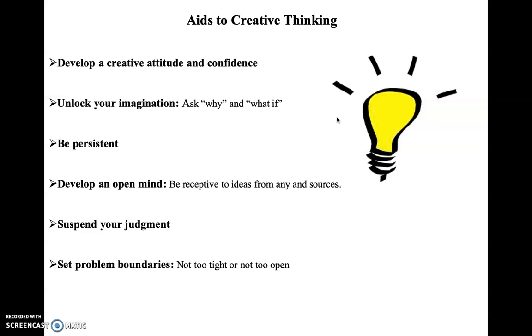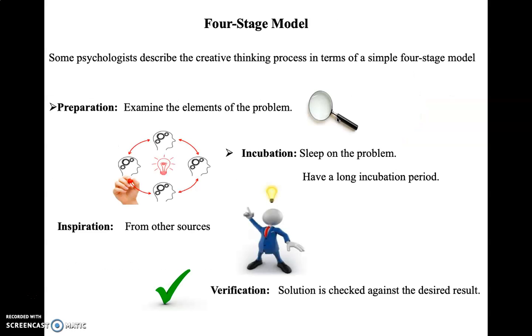So now we are proceeding further. There is a 4-stage model, and some psychologists describe the creative thinking process in terms of a simple 4-stage model. What are those 4 stages? Number one, preparation, means you have to examine the elements of the problem, whatever problems you have defined. After that you have to incubate, means you have to sleep on the problem, so that the problem stays in your mind for a long incubation period, and there is some generation of different ideas or concepts.